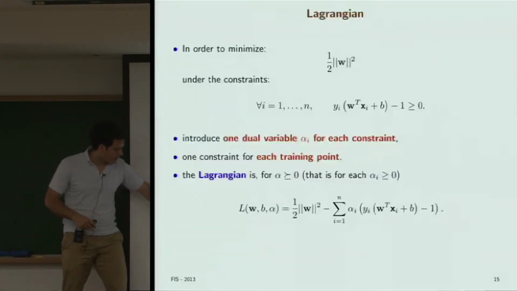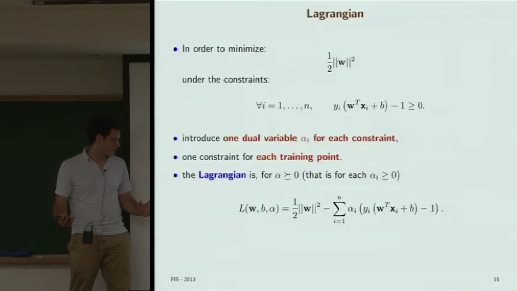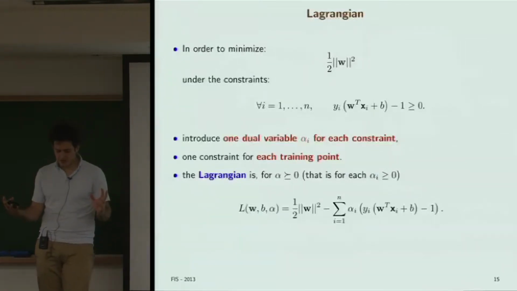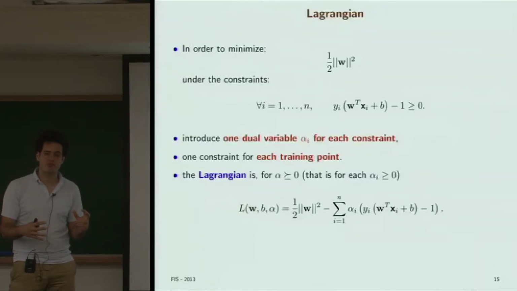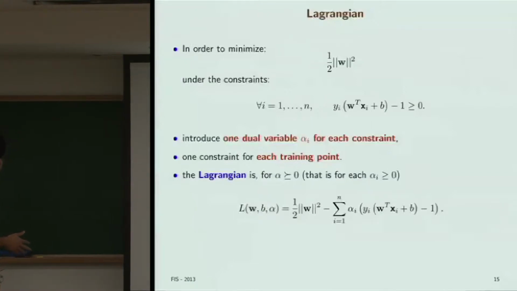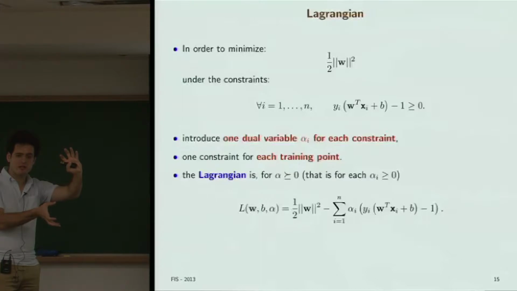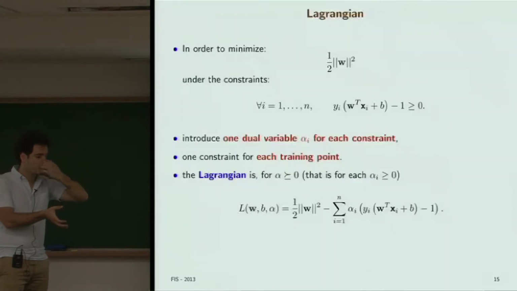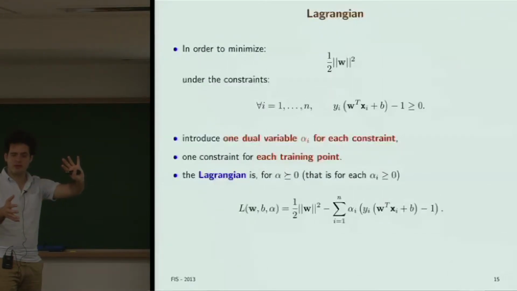And again, the Lagrangian here can be seen as a way to summarize your whole optimization problem. Here you had an optimization problem which was really split between objective and constraints. So the objective is the function that you want to minimize, and each constraint is something that you want to see observed for each x. You really want (W transpose xi plus b) times yi minus 1 to be non-negative.